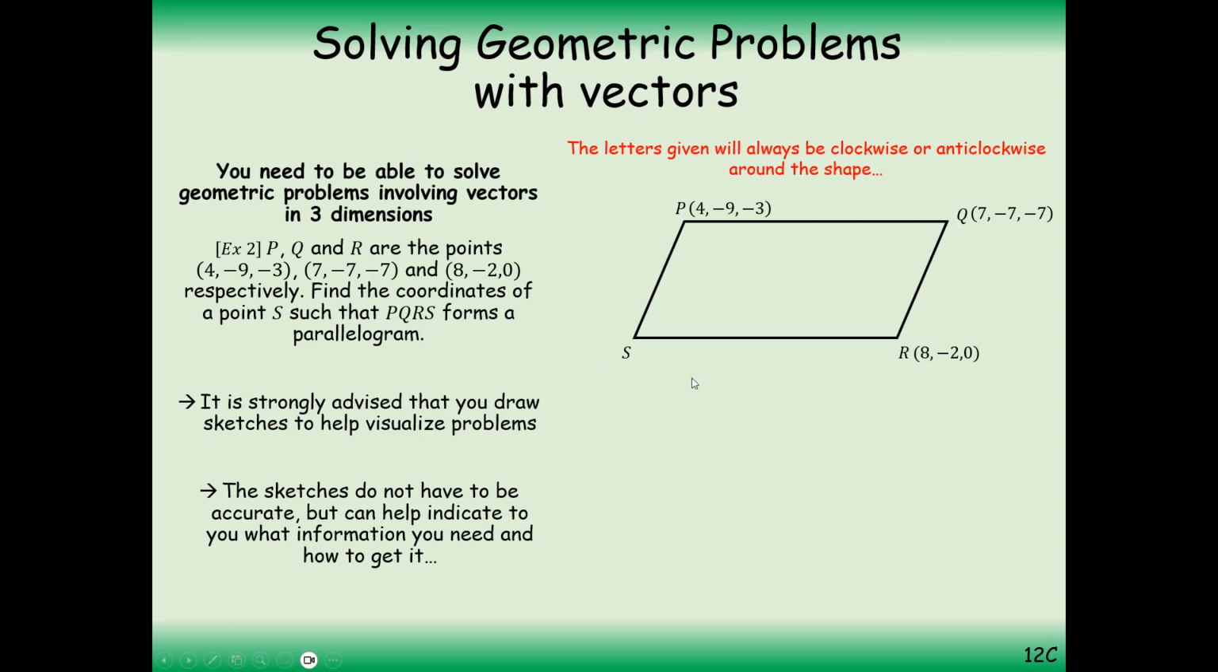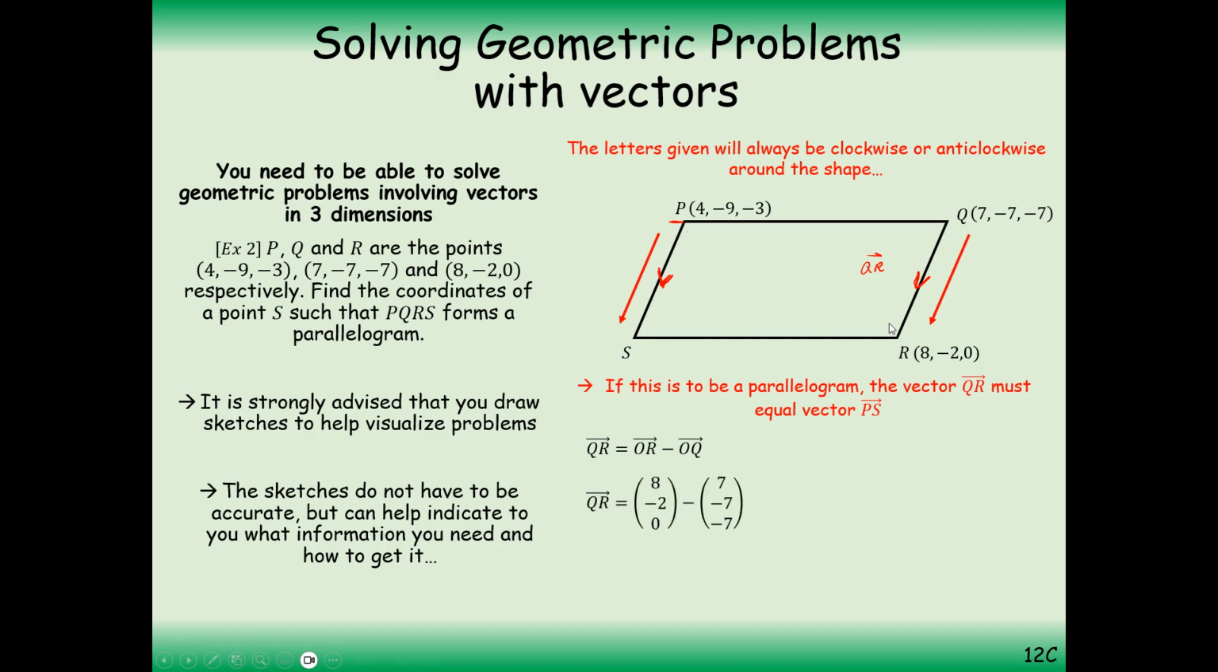One way to figure out the position of S is to first figure out the vector QR. If we figure out vector QR, we can add it. QR is pointing downwards in this direction, and this vector is parallel to the vector P to S. Therefore, we can take the position vector P and add QR to it. Adding QR here will take us from P to S. So let's do that. This is one way of figuring that out.